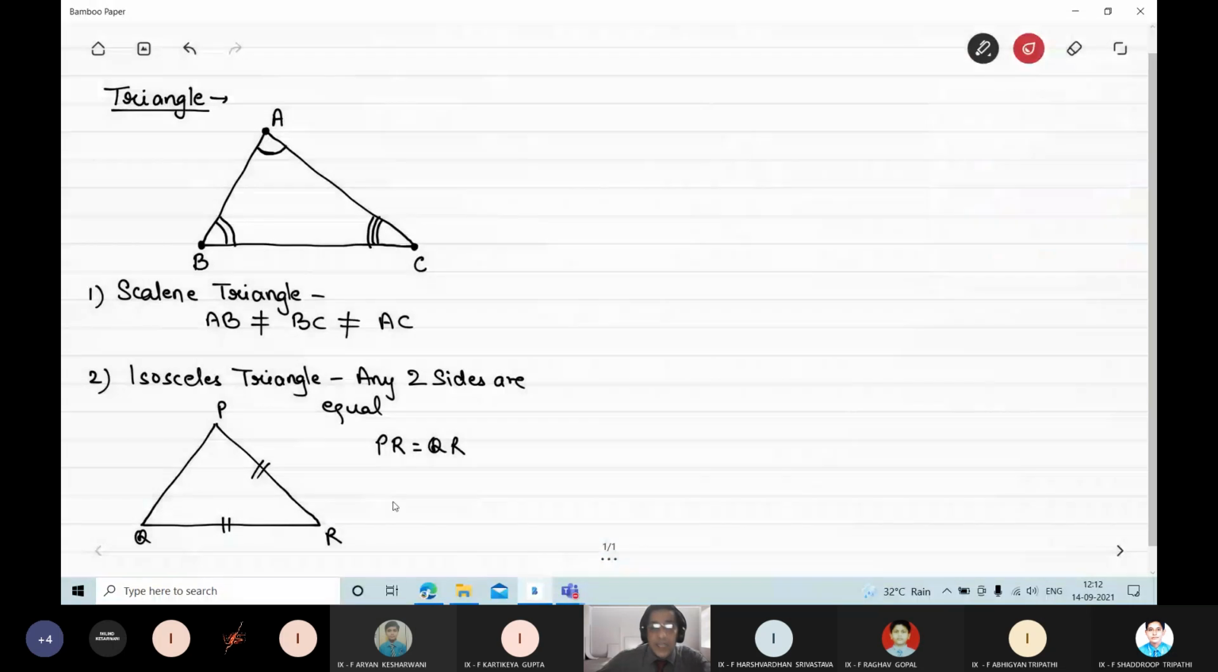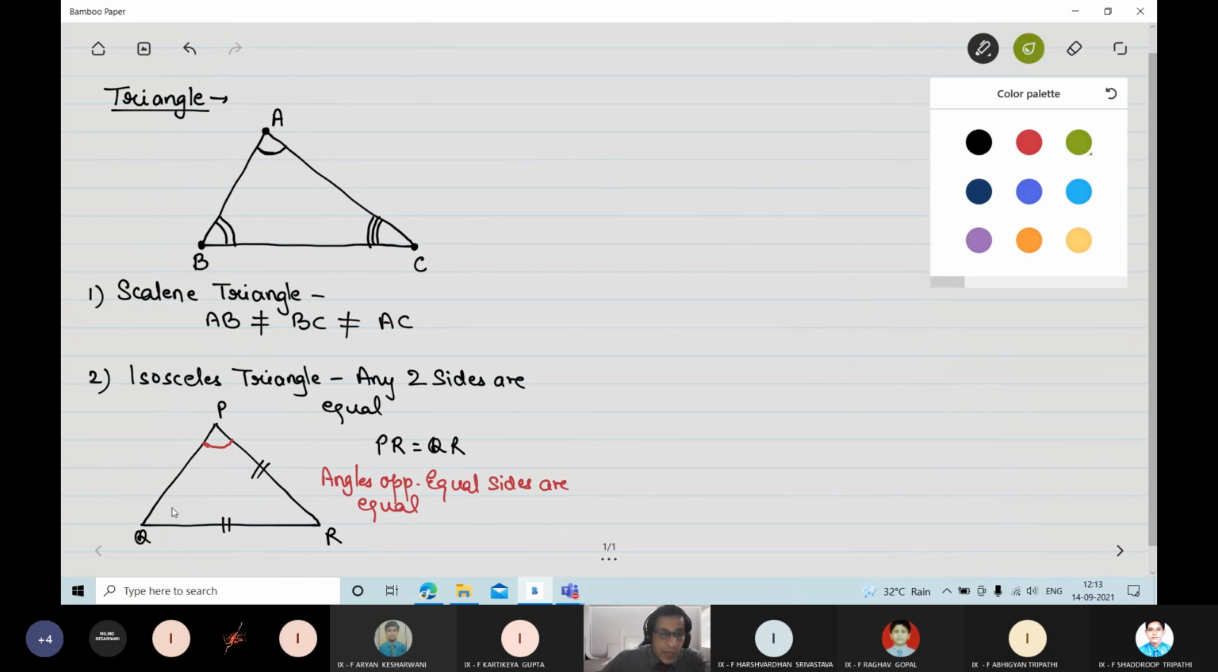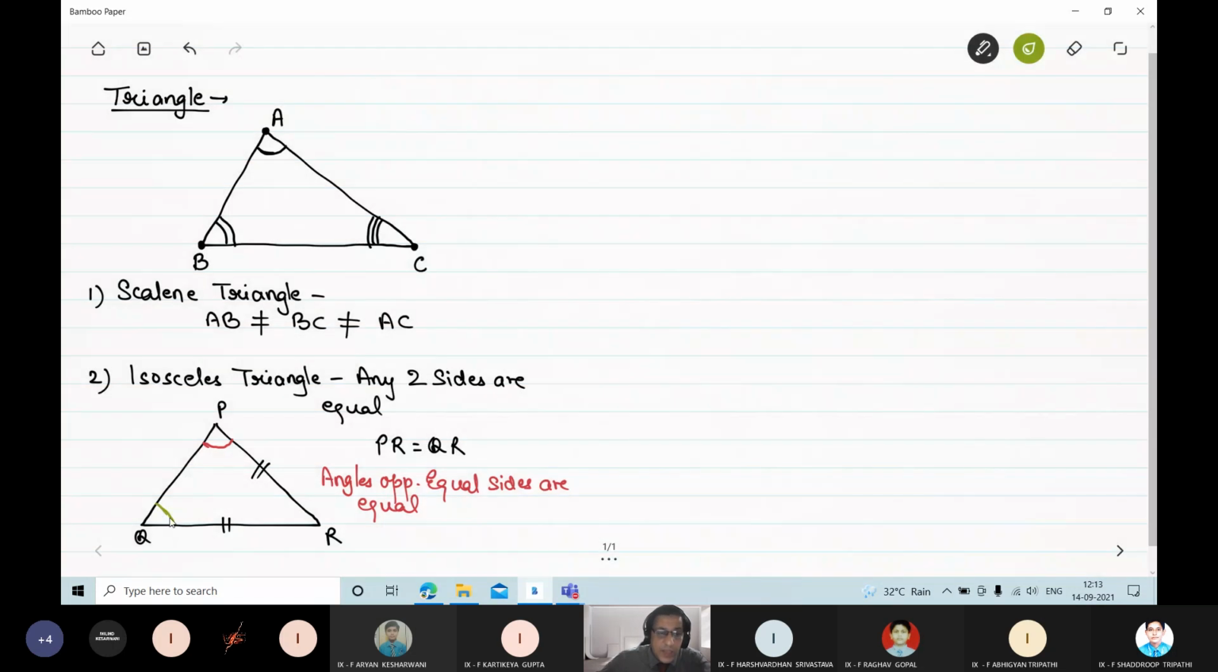Now, in an isosceles triangle, remember this theorem. We will be proving it later, but the angles opposite equal sides are equal. The 2 equal sides are PR and QR. The angle opposite QR is angle P, and the angle opposite PR is angle Q. So in this triangle, angle P is equal to angle Q. This is also a property of an isosceles triangle. Is this clear to everyone?